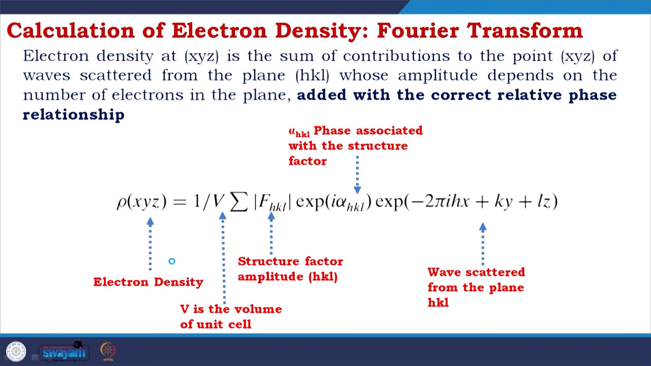So, we have to do the calculation of the electron density and we have to perform a Fourier transform. The electron density at xyz is the sum of contributions to the point xyz of waves scattered from the plane HKL, whose amplitude depends on the number of electrons in the plane, added with the correct relative phase relationship. If we again look at the famous formula which we are continually looking at, rho xyz is the electron density, V is the volume of the unit cell, the absolute value of FHKL is the structure factor amplitude, and alpha HKL is the phase associated with the structure factor and the wave scattered from the plane HKL.